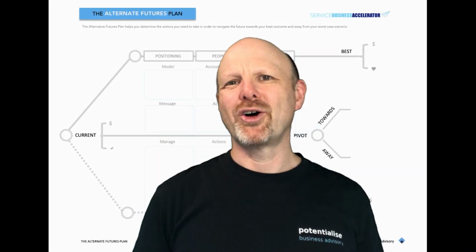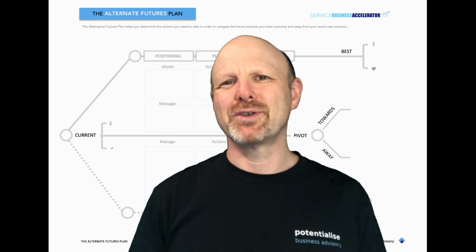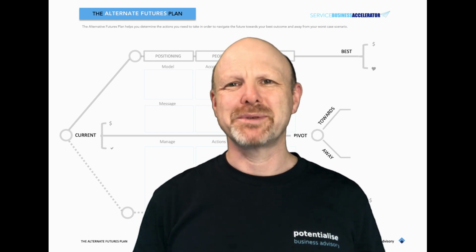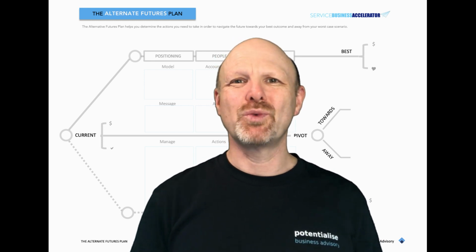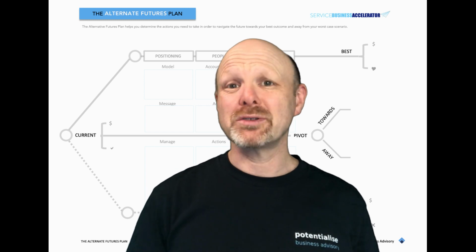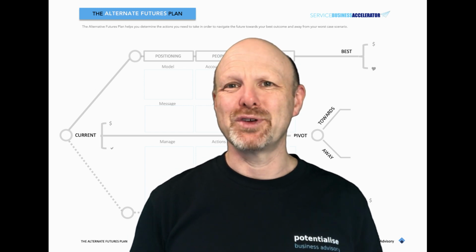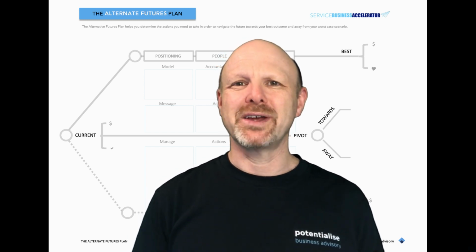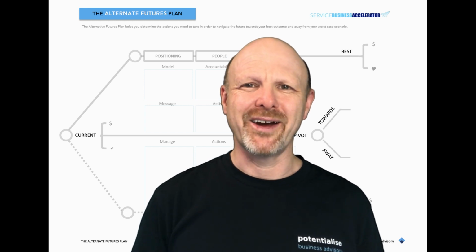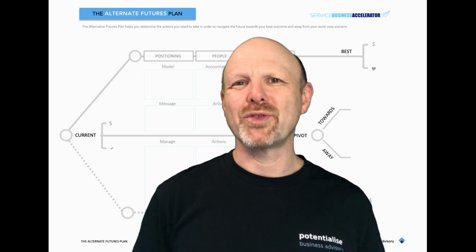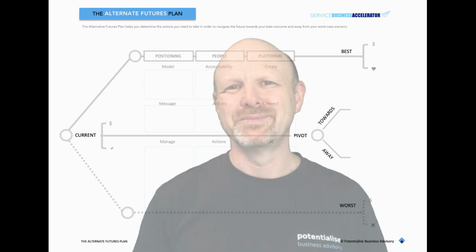Need to get some clarity on your next business move? My Alternate Futures Plan is a simple roadmap to help you get super clear in a visual way on what you need to be doing, both positively to work towards the best outcome for your business, and what you need to be doing defensively to avoid the worst case scenario. Let's jump in and do a quick run through on how to use this tool.